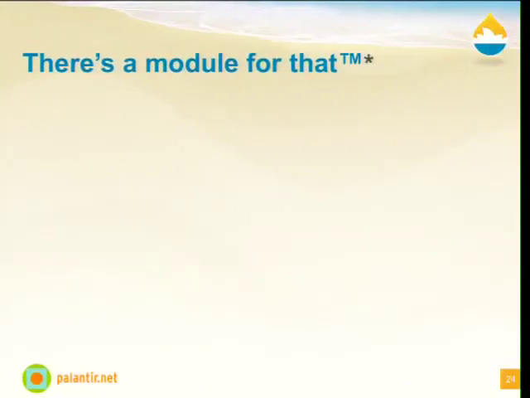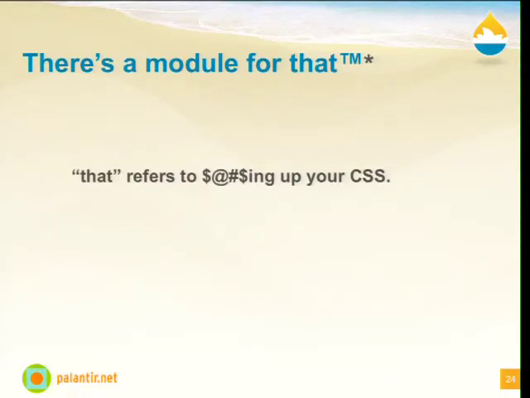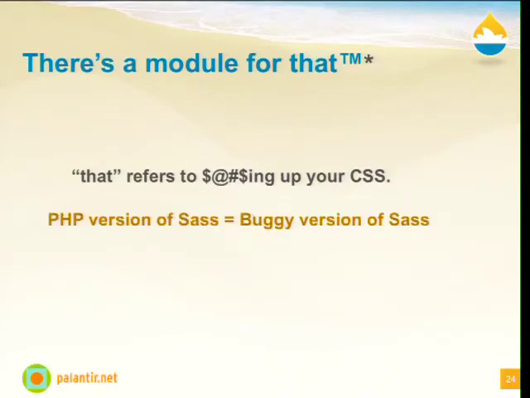Now, I know a lot of people say there's a module for that. I wrote a book on module development. I wrote that exact thing in my book on Drupal 7 module development. But in this case, I put a little asterisk there because that actually refers to completely screwing up your CSS. The Drupal modules that try to integrate Sass, the only way they're able to do that is by using basically a fork of Sass. Because Sass is written in the Ruby language, and they decided, in order to integrate with Drupal, we'll use this fork of the normal Sass that's been rewritten in PHP. And a PHP version of Sass equals a buggy version of Sass. It's not extremely buggy, but it's subtly buggy, which is way worse. So if you see a module for Drupal that says it can do Sass stuff, ignore it.